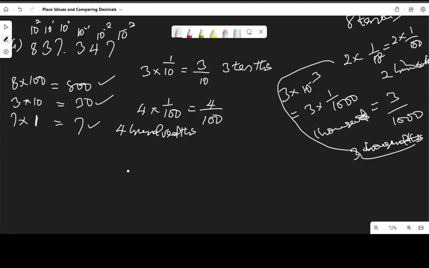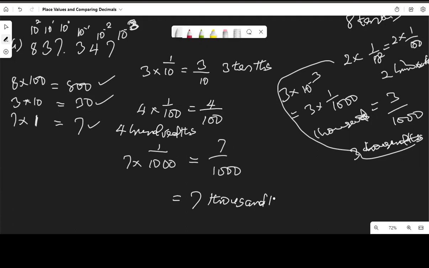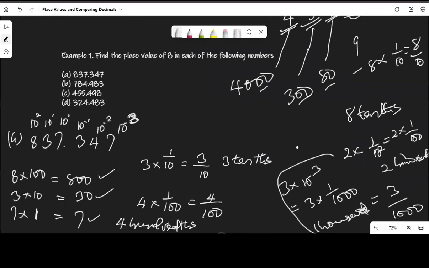Let me shift this one down so we have enough space to work with. Then lastly, 7. 7 is 7 times 10 to the power of negative 2. No, this is supposed to be negative 3, not negative 2. That was a mistake there. 10 to the power of negative 3 is 1 over 10 to the power of 3. 10 to the power of 3 is 1000. So 7 times 1 over 1000 is 7 over 1000. 7 over 1000, I will write that as 7 thousandths, with th at the end, which means 7 divided by 1000. And so that is that for A.